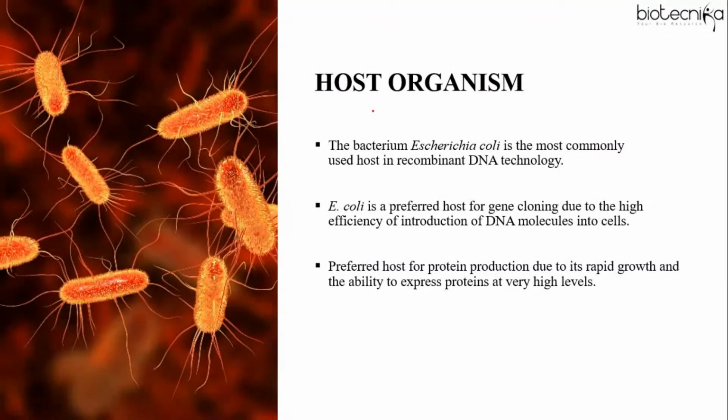Now, coming to host organism quickly. As I mentioned earlier as well, the host organism Escherichia coli is the most commonly used host in recombinant DNA technology. However, other than this, you can use other organisms as well, right? And whatever strain of Escherichia coli you are using, it should be non-pathogenic. Usually this is the preferred host for protein production due to its rapid growth and ability to express proteins at very high levels.